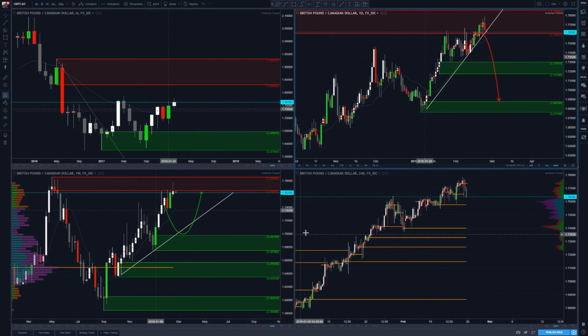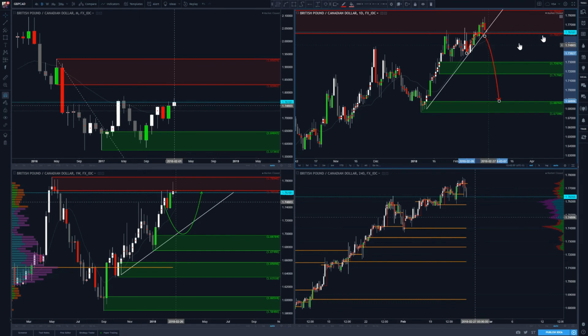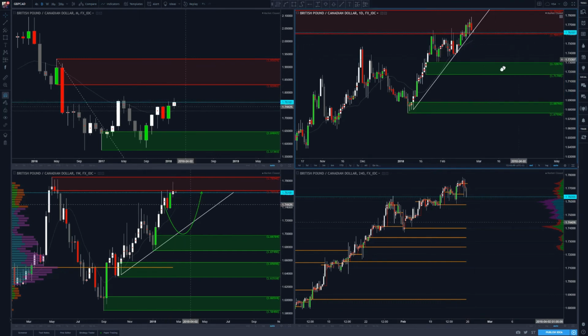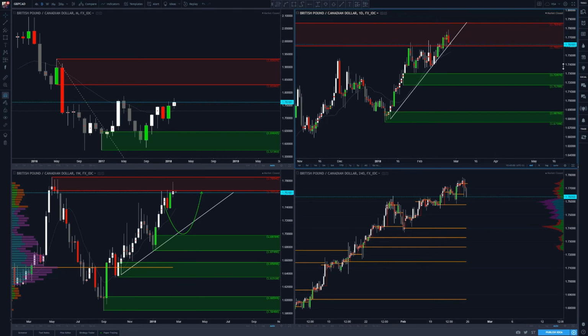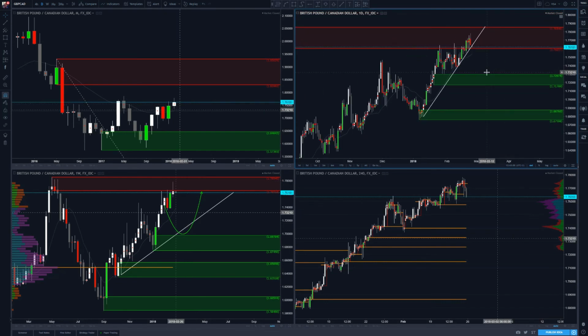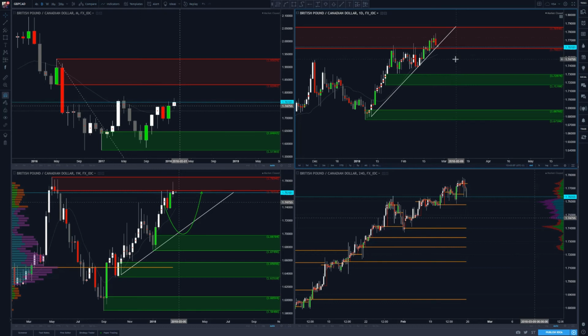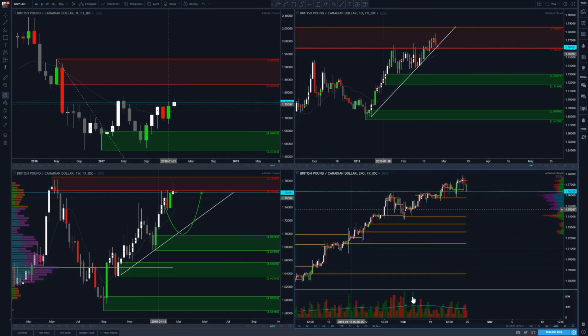So the short is maybe too early, and I will wait to see how the market behaves on this daily supply zone, and if it breaks higher, then I would not take a short. To take a short now would be maybe too quick a decision. However, the volume still says it can go higher, so I will wait for now, even though we are in the weekly supply zone.